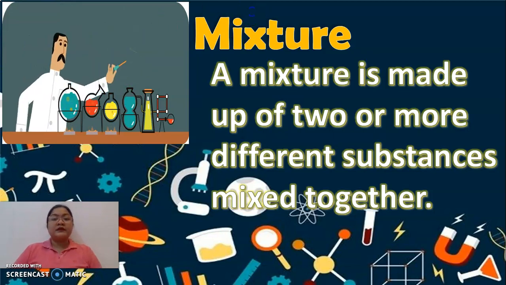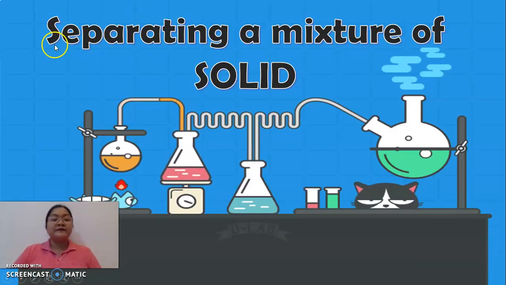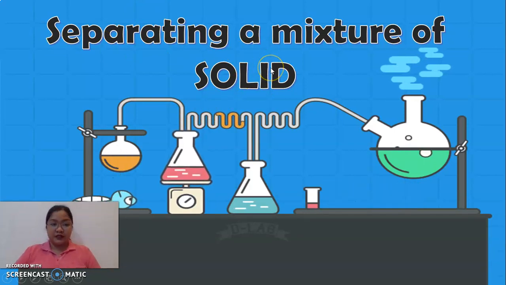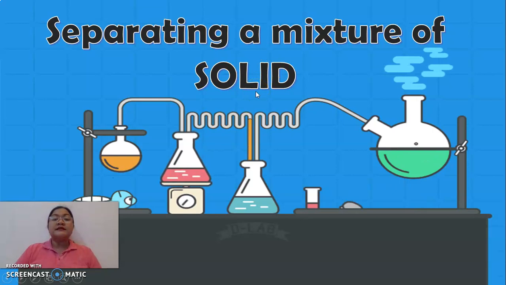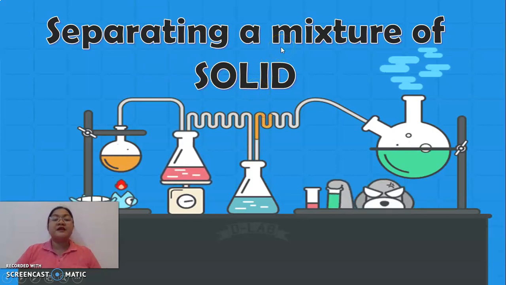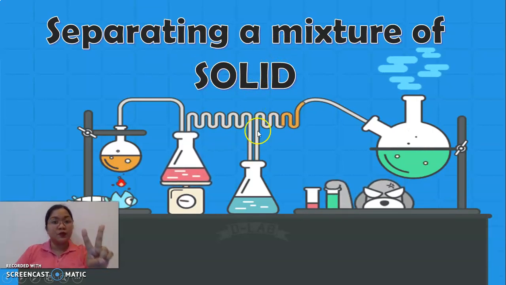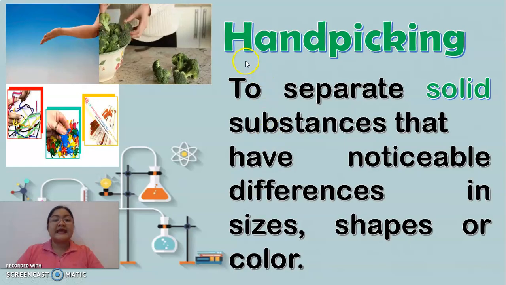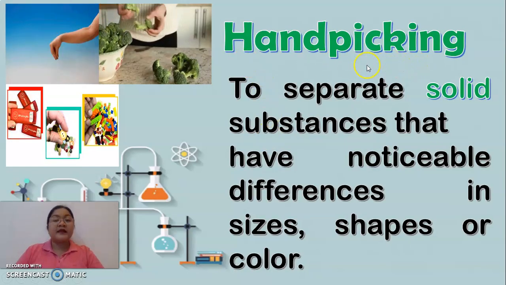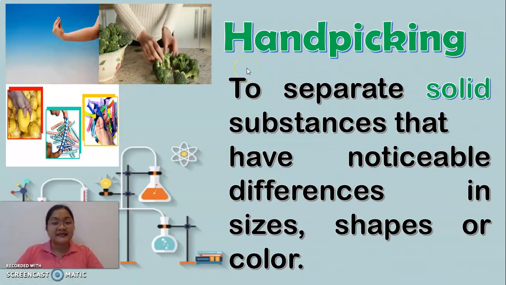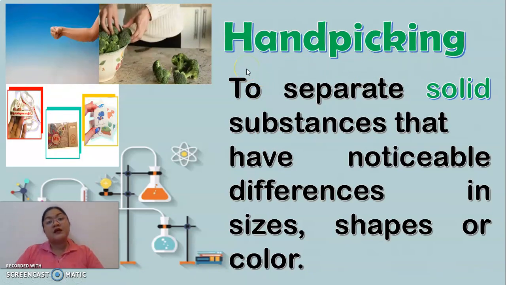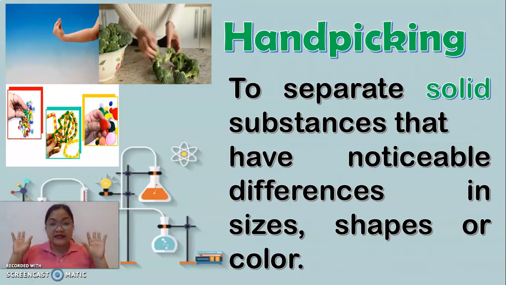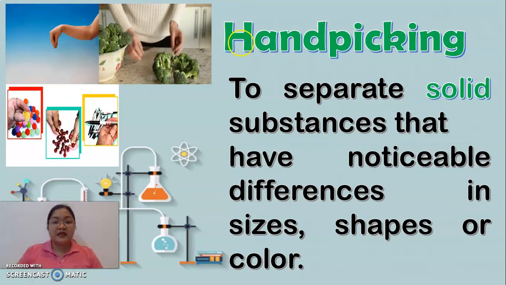All right. So number one, separating a mixture of solids. Let's start with solids. For separating a mixture of solids, we have two techniques. Number one is hand picking. Hand picking is the simplest technique you can use. You only need your hands. By the word itself, hand picking.